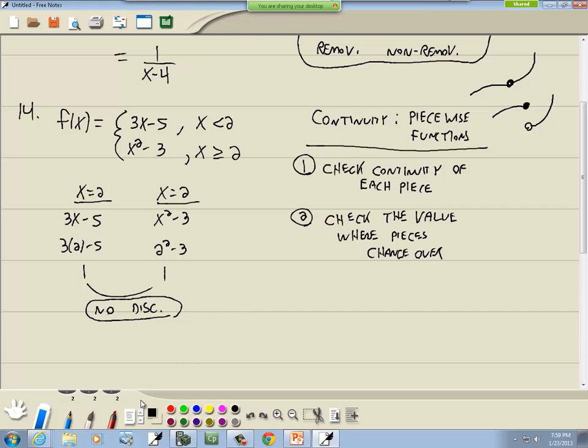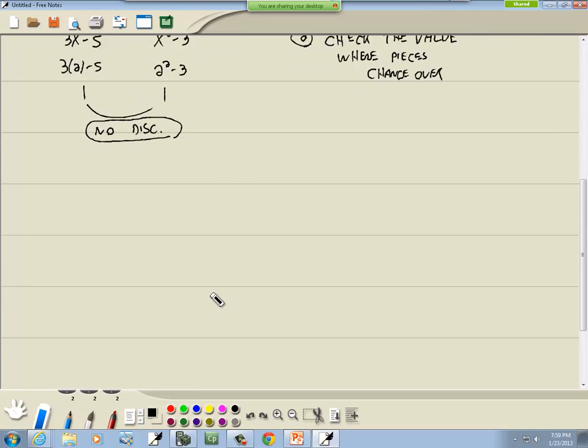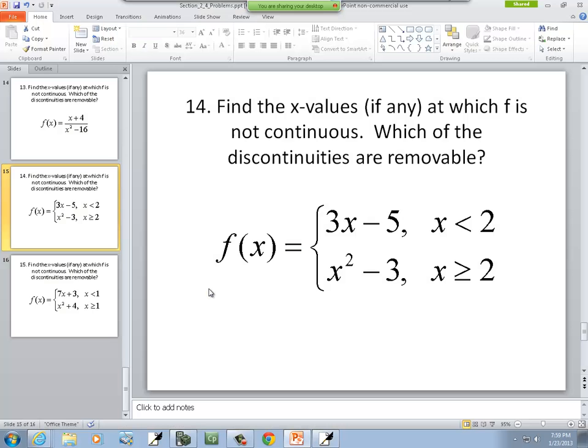There's no discontinuities, so they're not removable or non-removable. There's no discontinuities. Okay, let's look at our next one.